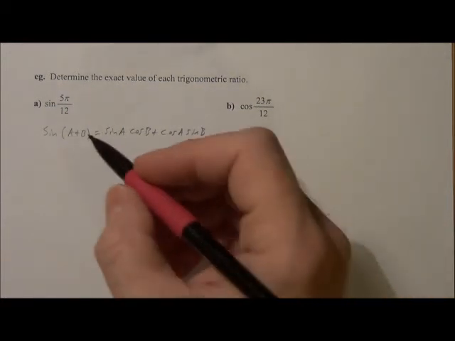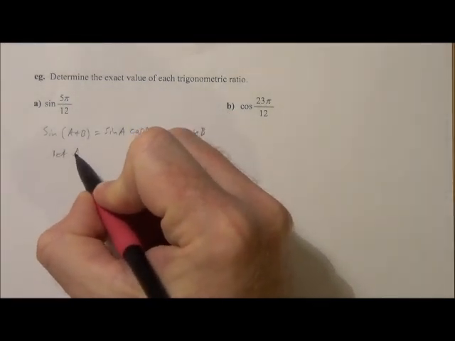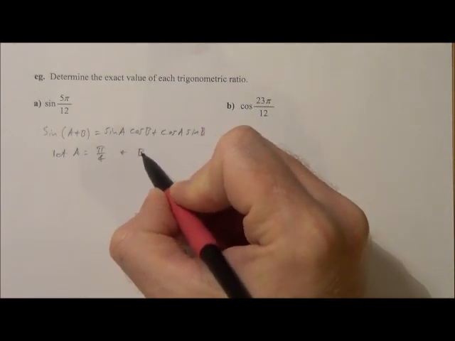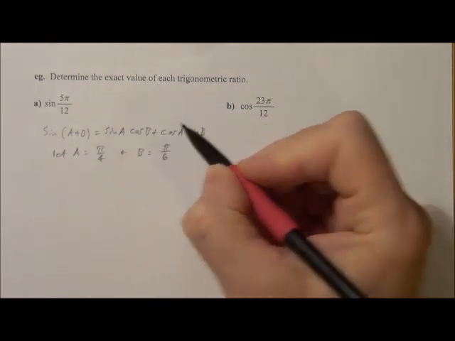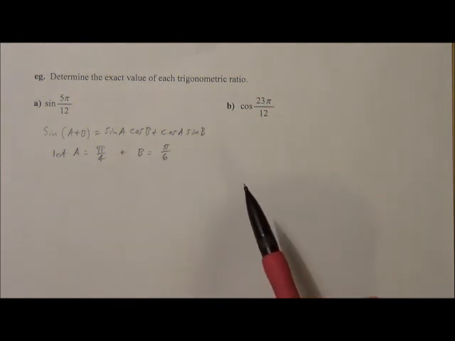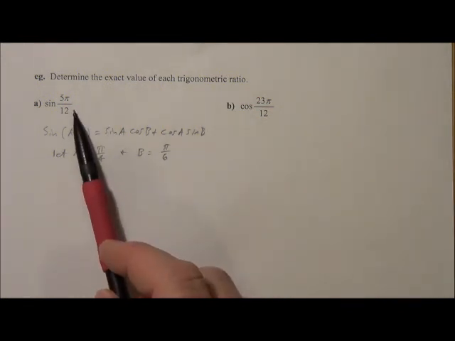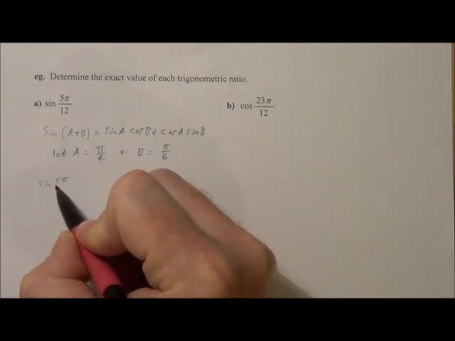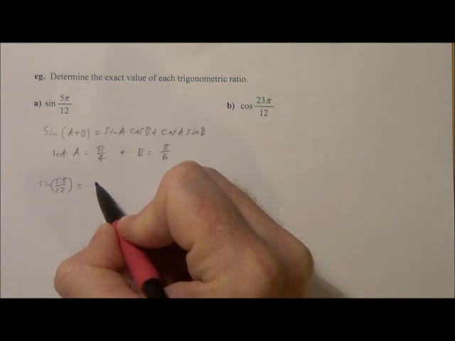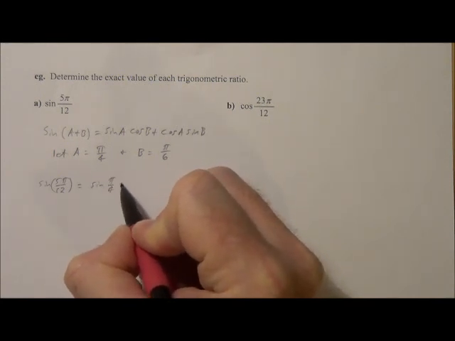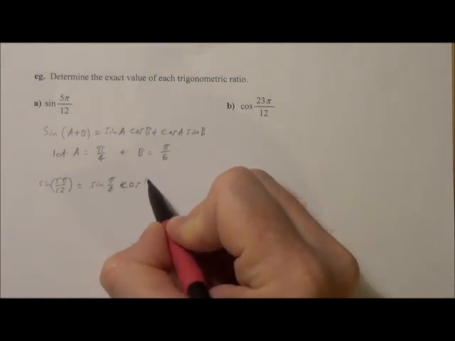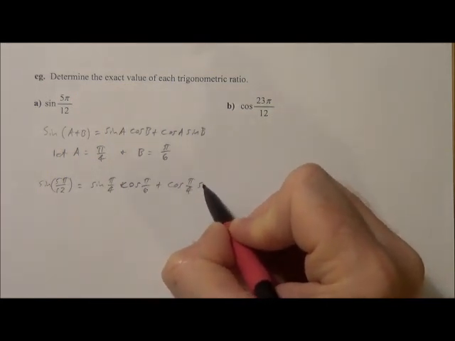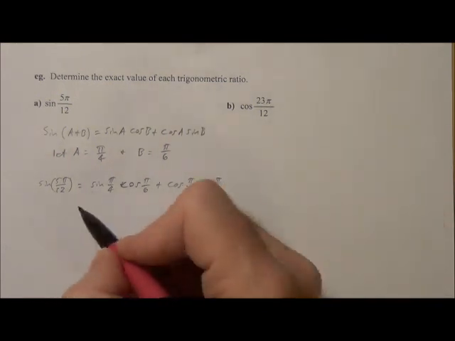Okay, so from the previous example we knew that pi by 4 and pi by 6 with a common denominator of 12 will add together to give you 5 pi by 12. So then sine of 5 pi by 12 equals the sine of pi by 4, cos pi by 6 plus cos pi by 4 times sine of pi by 6.